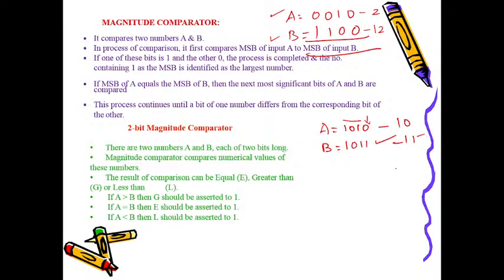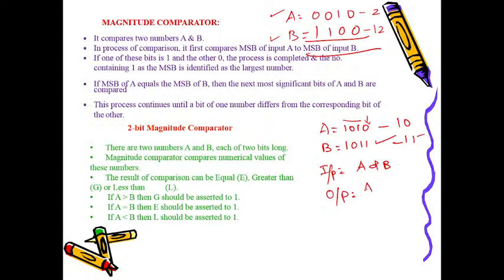So this is greater. Instead of saying B greater, always remember that in a magnitude comparator you will have only two inputs. What are the inputs? A and B. How many outputs? Only three outputs, like your half adder and full adder. There is no change in that.